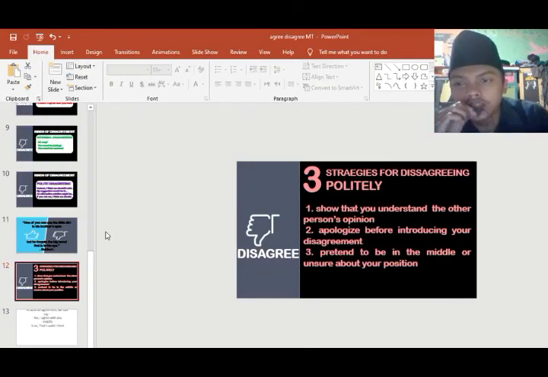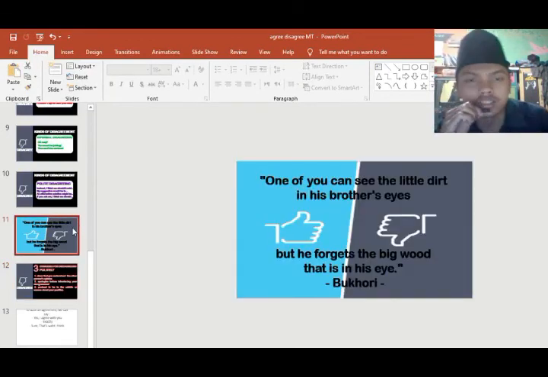And in the end, this is my quote: "One of you can see the little light in his brother's eyes, but he forgets the big wood that is in his own eyes." It means we don't need to act like we are the most right in something, but we have to be open-minded, something like that. That's all.